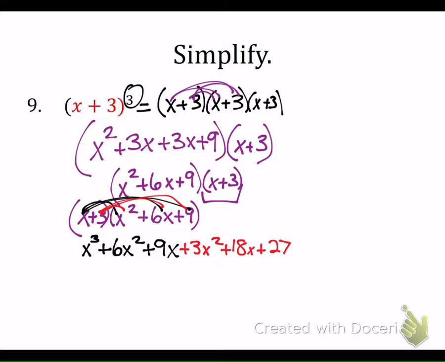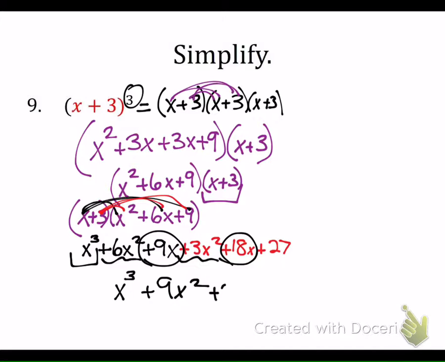up with all of these terms. They'll just be in a little bit different order. But when we combine them and write them in descending order with our exponents, you should be good. X to the third plus 9x squared plus 27 plus 27. Good.